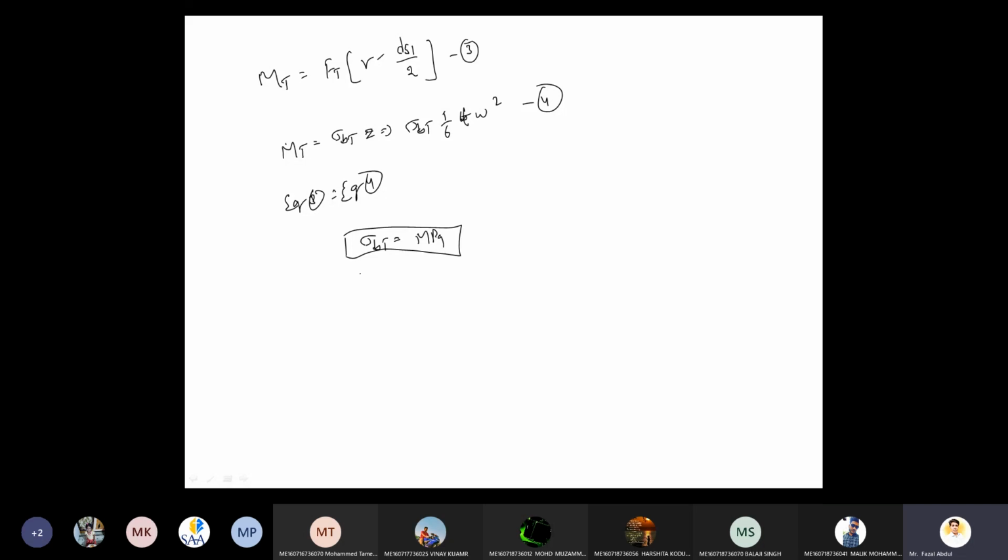The direct compressive stress here is due to the radial force. Direct compressive stress is force by area. Area is how much? 2 into w into t. So two sides, the failure area is occurring, so for that reason 2 into w into t. Okay. So the maximum compressive stress will occur at the upper left corner of the cross section of the crank.